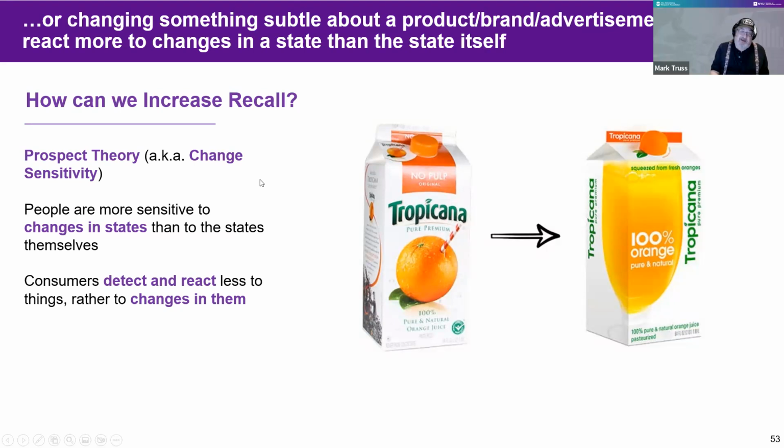Prospect theory says that people are more sensitive to changes in states of a thing than to the state itself. So consumers detect and react less to things and more when things change. So we have to be mindful of what we are measuring. Are we measuring a thing or a change in a thing? And if it's a change in a thing, we should expect higher recall of that.